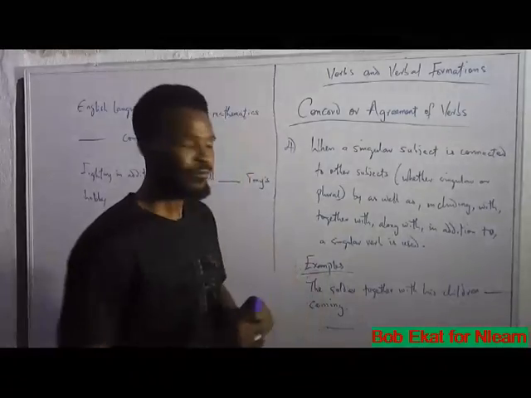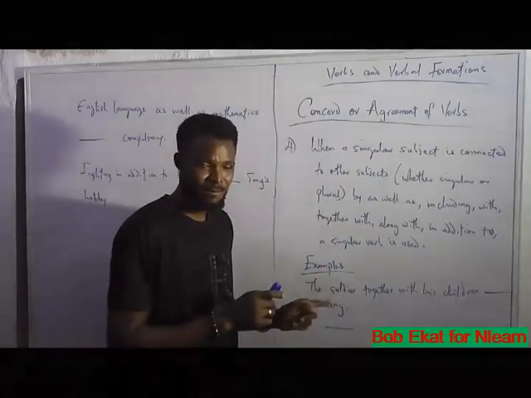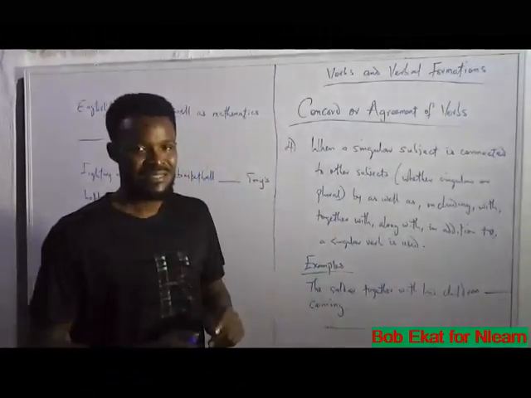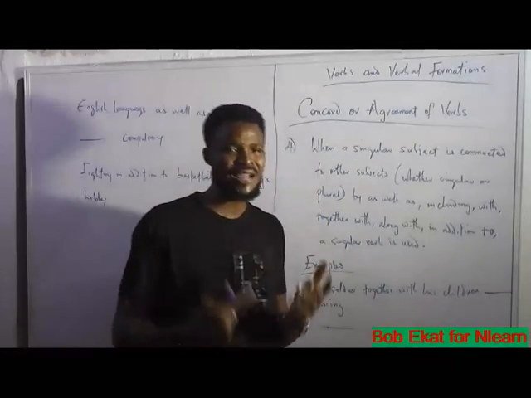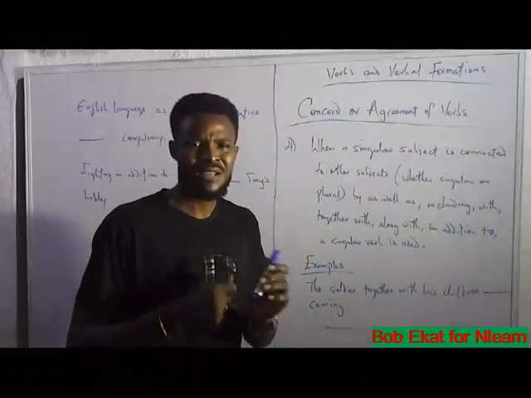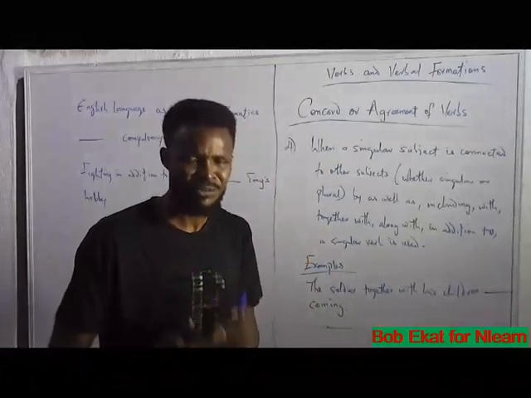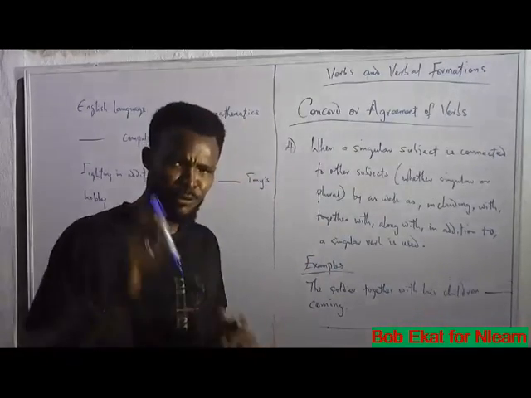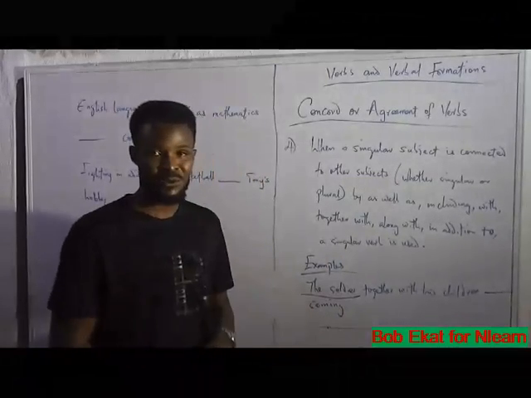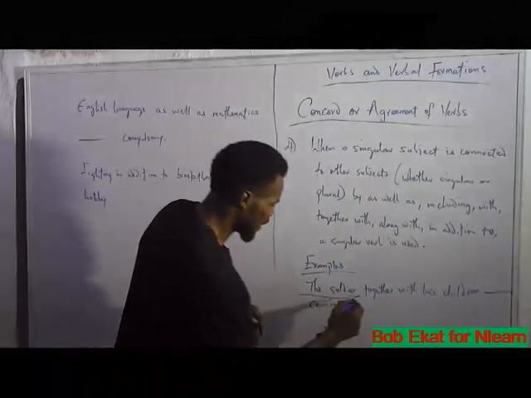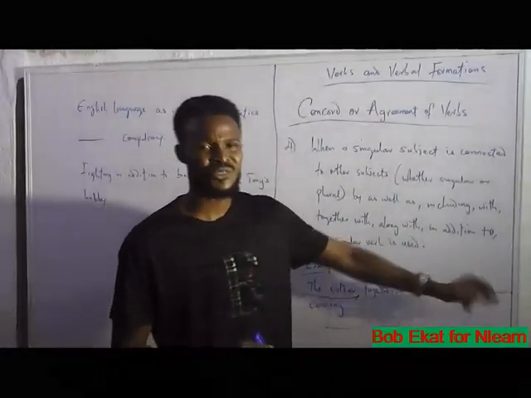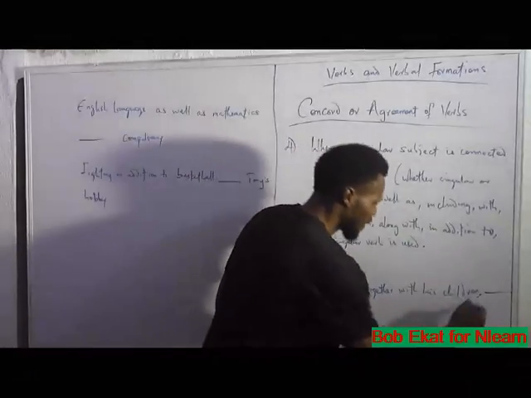Example is this: the soldier, together with his children, dash coming. I intentionally did not put the answer. I want you to try following the rule. What do you think is the answer? You can pause the video and try to answer yourself before I come up. Now, what is the answer? The soldier is singular. You may as well put a comma after the soldier. Together with his children. Let's say we put another comma.